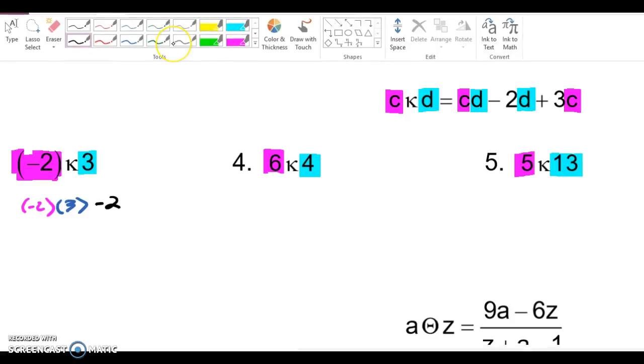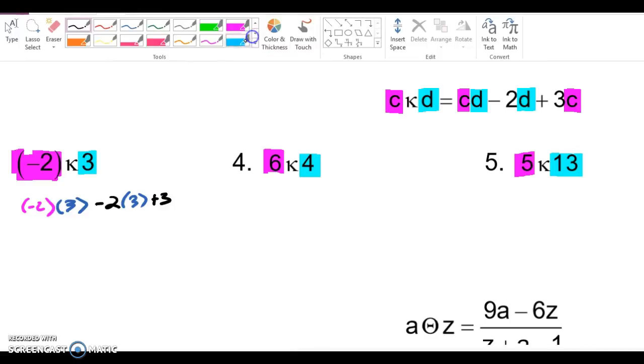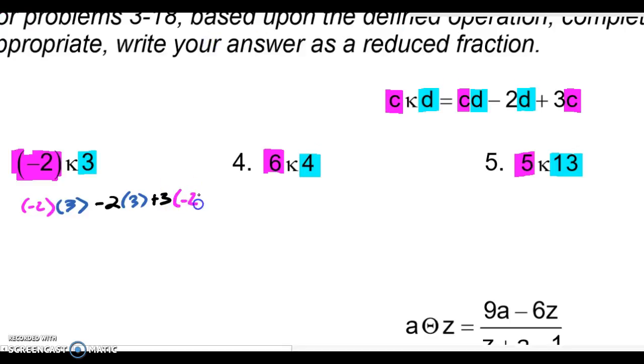D was what, 3? Yes. Oops, and that didn't change colors for some reason. Let's make that work better. There we go, 3. And then we're going to do plus 3 times c, which is -2. So plus 3, and then times -2. All right, so we've got that all set up.